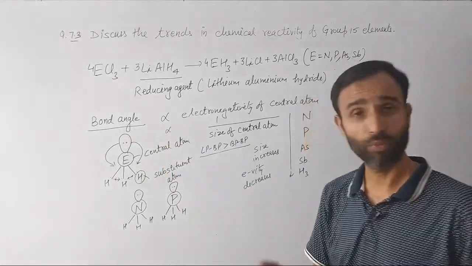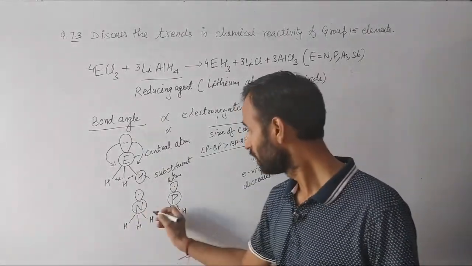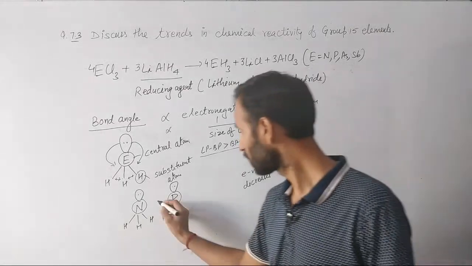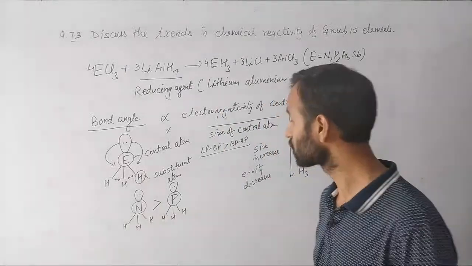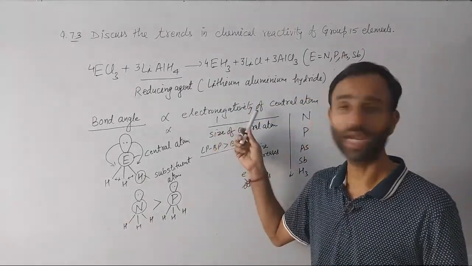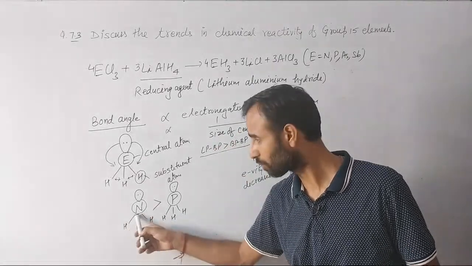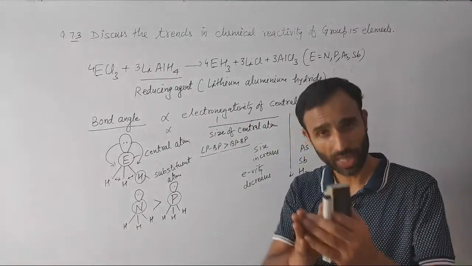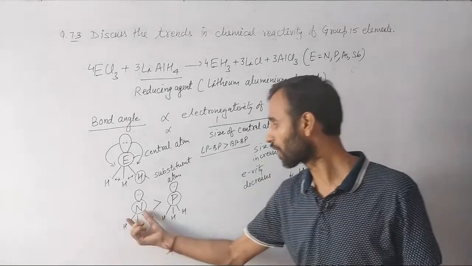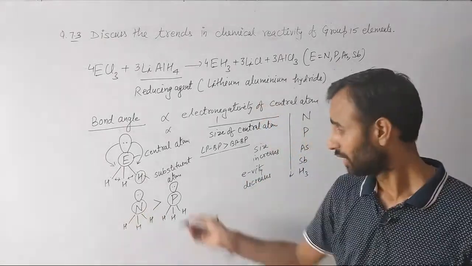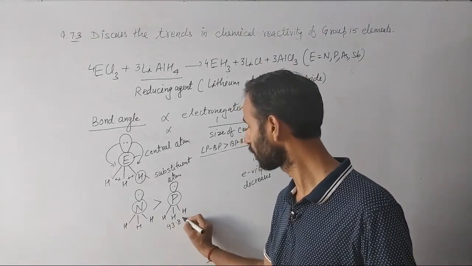But if we talk about the difference in bond angle, then keep in mind that nitrogen is small in size and more electronegative. That's why the bond pair is close to it, and bond pair repulsion is more, so they are more stretched out. If they are more stretched out, their bond angle is more. In PH3, the angle is very close to 90, around 93.8 degree.